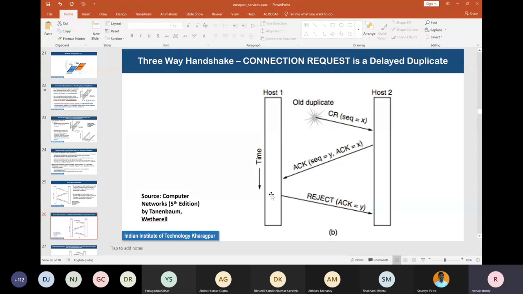So in this way, host 2 saved itself and it made it easier for host 1 to identify that no new connection has to be initialized. Okay.